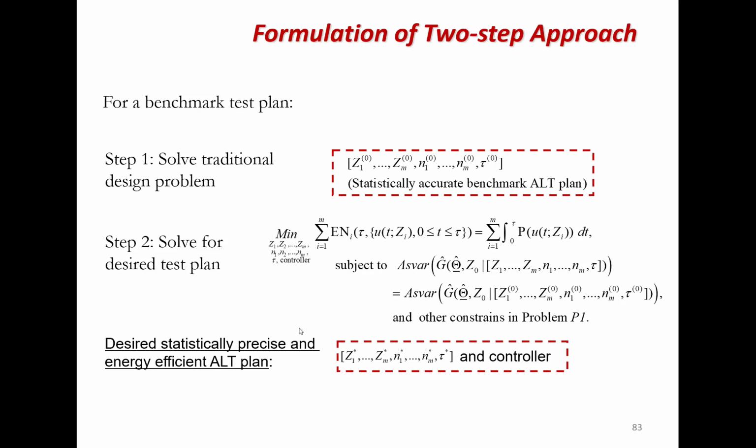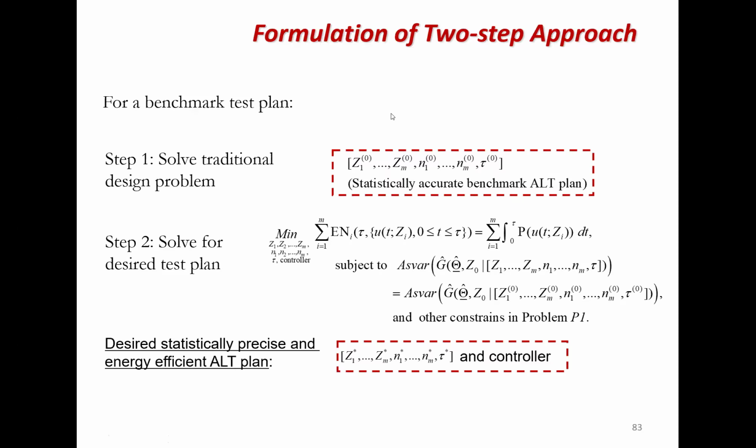We first solve the traditional design problem. We find a statistically precise benchmark ALT plan, and then we evaluate energy consumption, and also consider the constraint that we want to come up with an alternative design which achieves the same statistical precision as the benchmark ALT plan. At the same time, we want to minimize the energy consumption of the alternative testing plan.